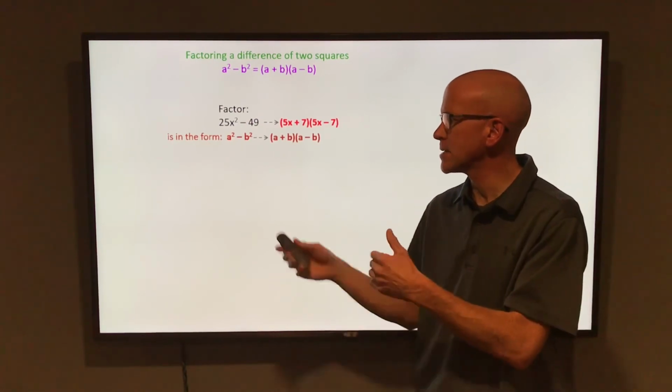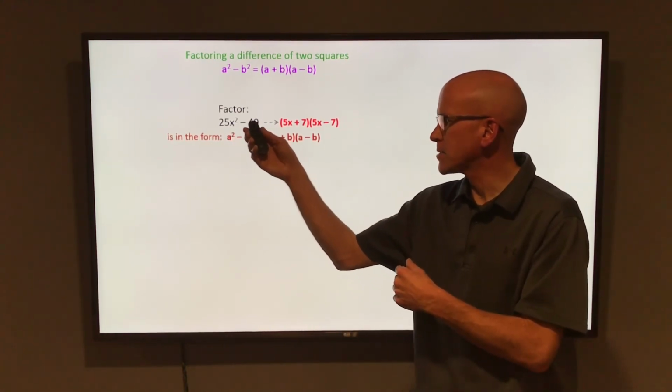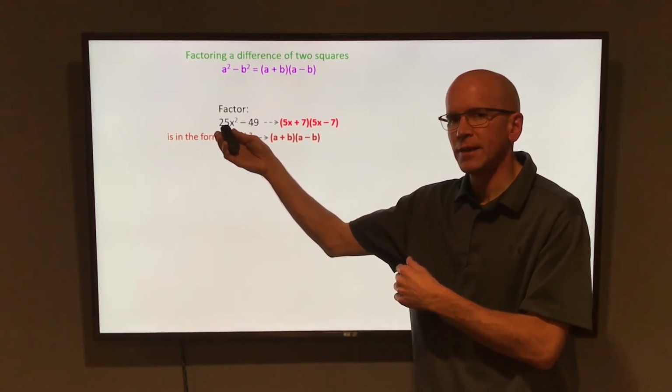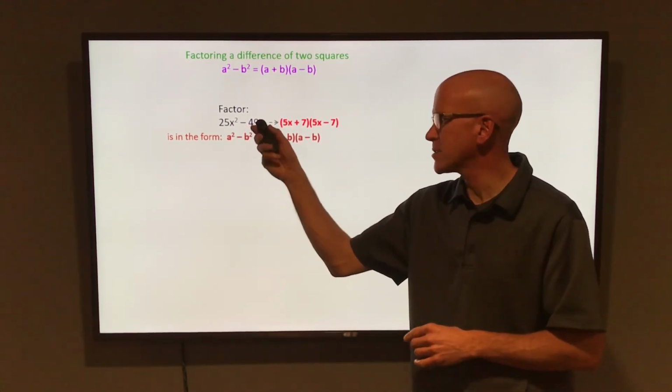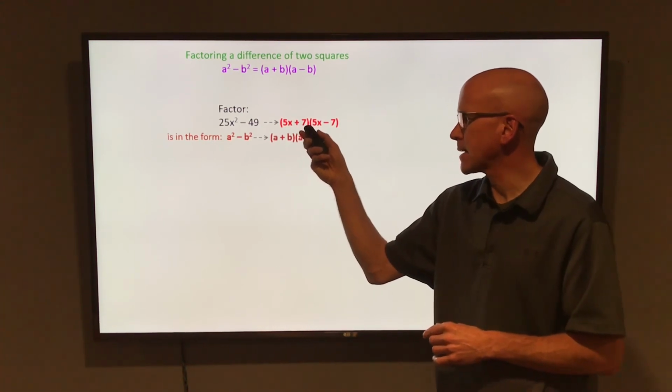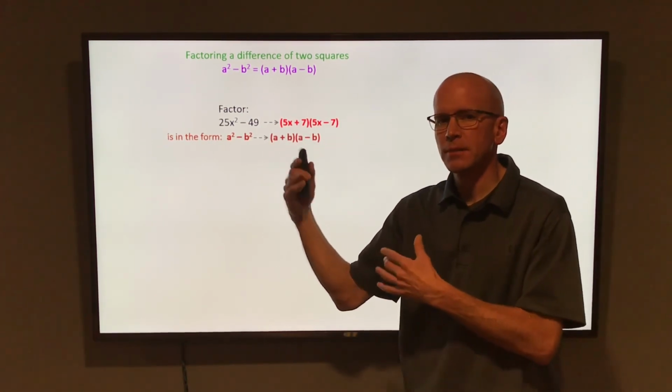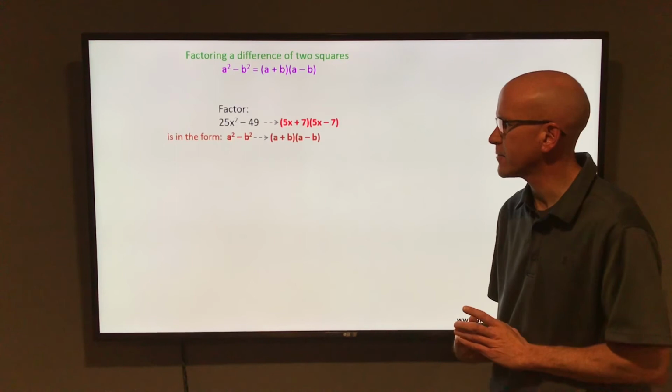Again, recognize it's the difference of two squares. Take the square root of the first term. The square root of 25x squared is 5x. That's the first term of each binomial. Take the square root of the last term, the square root of 49. That's the second term of each binomial. Do a plus and a minus, and you have it. 5x plus 7 times 5x minus 7.